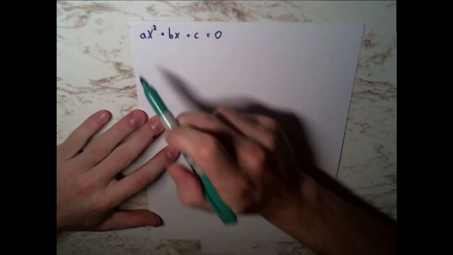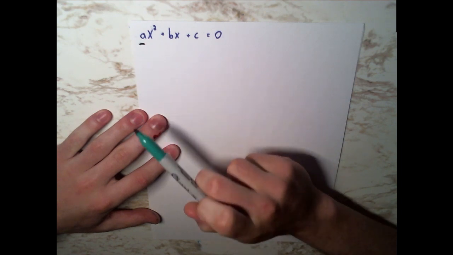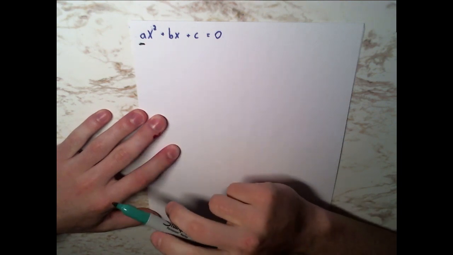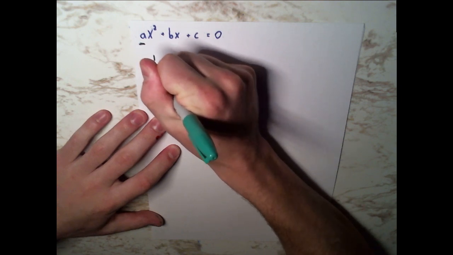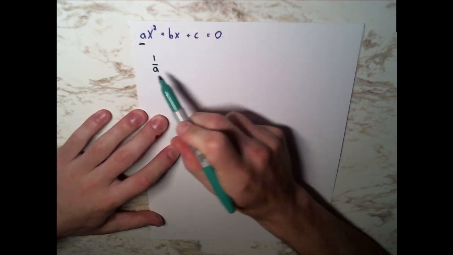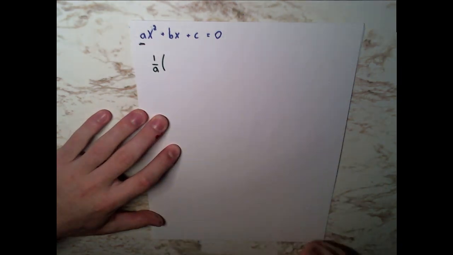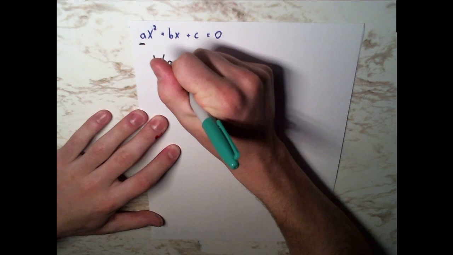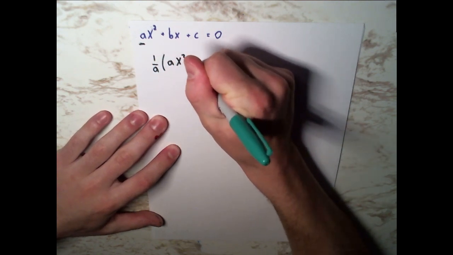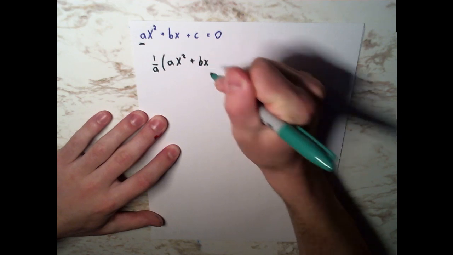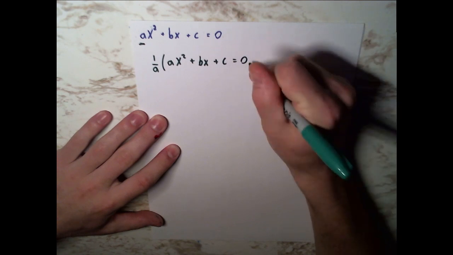My first step is to make sure that the term out in front of the x squared is a 1. So right now it's an a, so I'm going to multiply this entire equation by 1 over a in order to clear out this a in front of the x squared. So 1 over a multiplied by ax squared plus bx plus c equals 0.